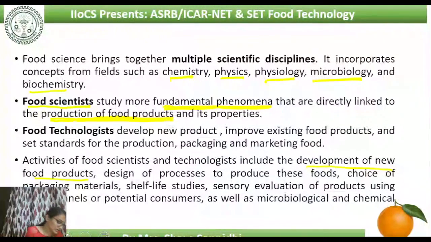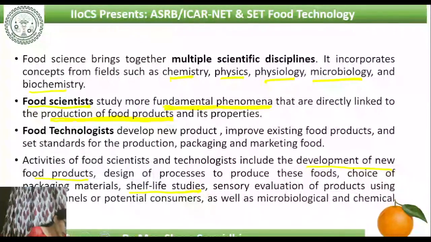Next, shelf life studies have to be done. So what do we do in a shelf life study? Once the product is prepared and packed, it is kept in one place for days together. Every day the microbiological load and the different sensory properties of that product are studied. Based on that, a particular shelf life is set for that product.